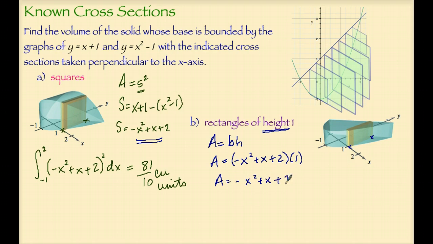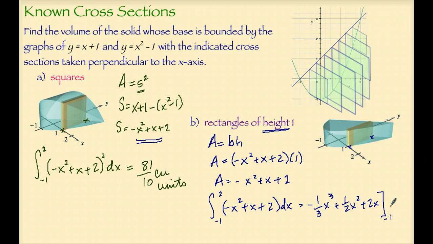So to integrate, once again, from negative 1 to 2, we would have the expression for the area, negative x squared plus x plus 2 dx. And when we integrate, we'll end up with negative 1/3 x cubed plus 1/2 x squared plus 2x. And when you plug in 2 and negative 1, your endpoints of integration, you'll find that the volume of that three-dimensional solid is 9/2 cubic units.